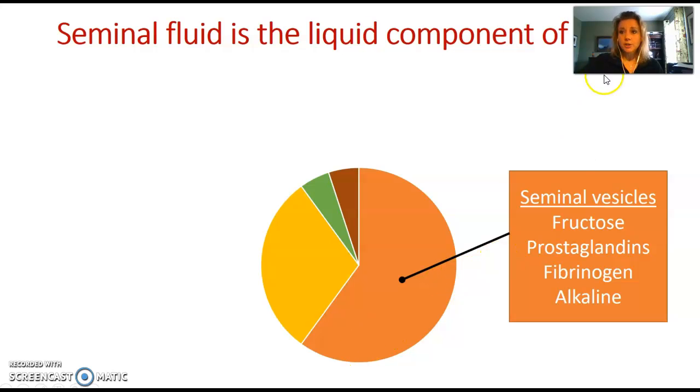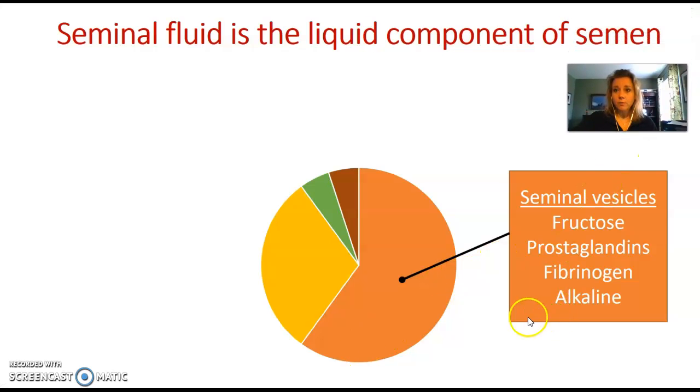So this pie chart is showing us what semen is made up of. And as you can see, the majority of semen is made by the seminal vesicles. The secretions from the seminal vesicles include fructose in order to nourish the sperm. That's a sugar, prostaglandins, fibrinogen, and the fluid is alkaline. It's got a higher pH, and that is going to protect the sperm when they enter the female reproductive tract.